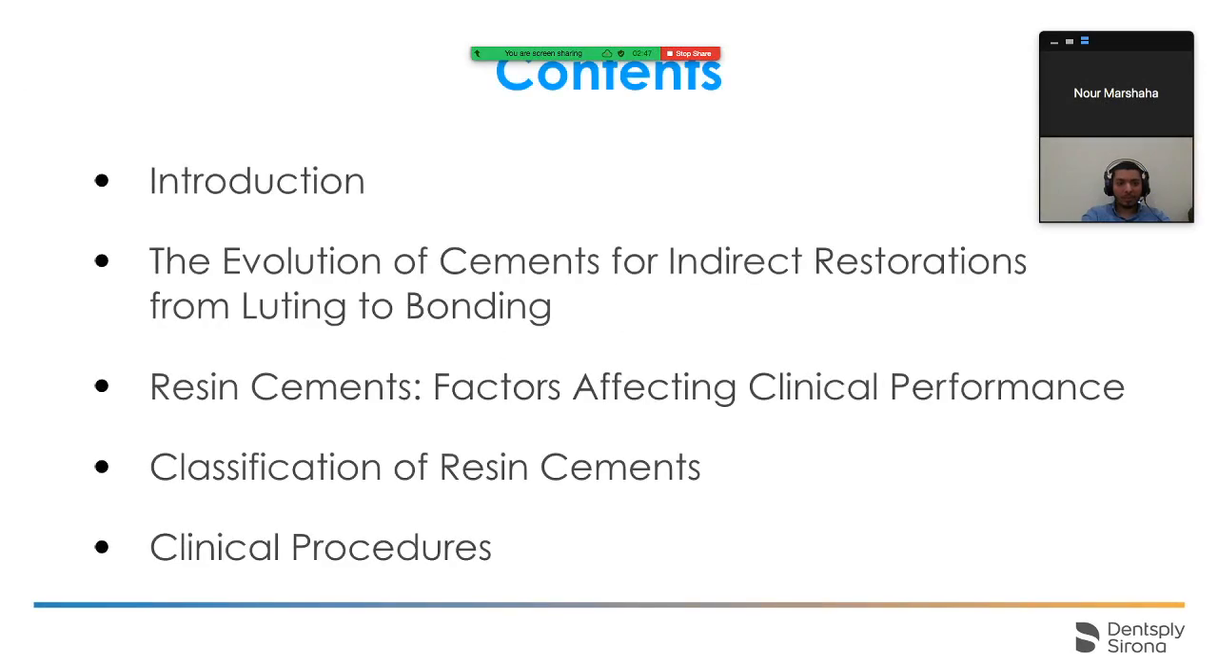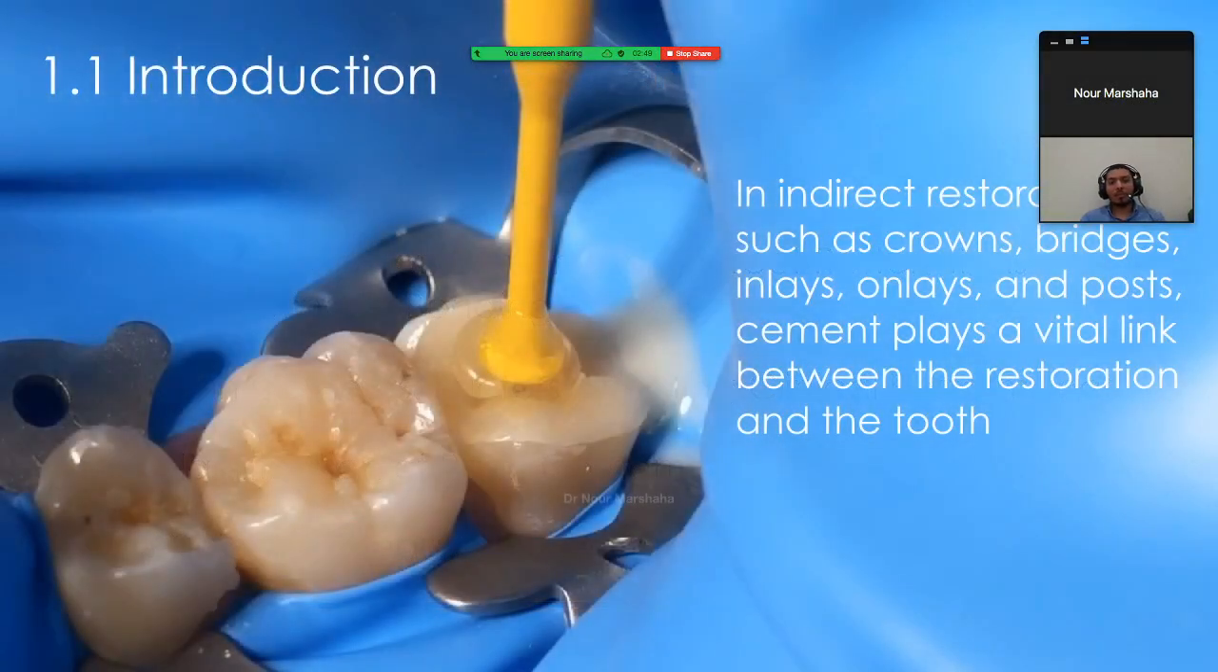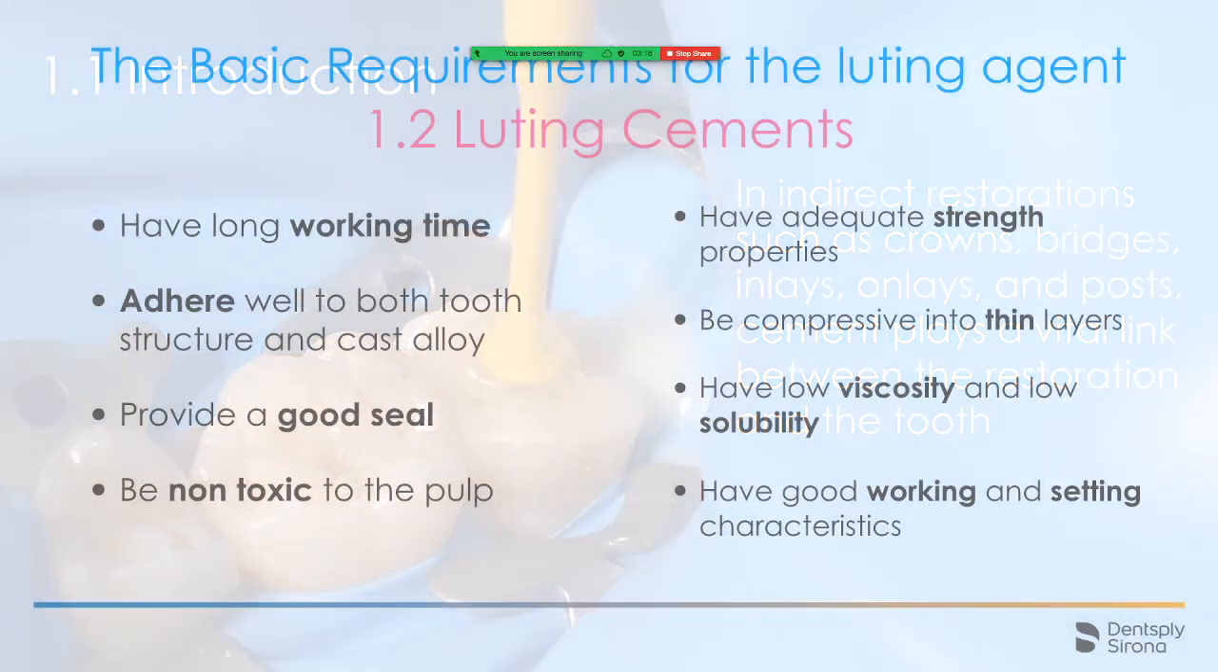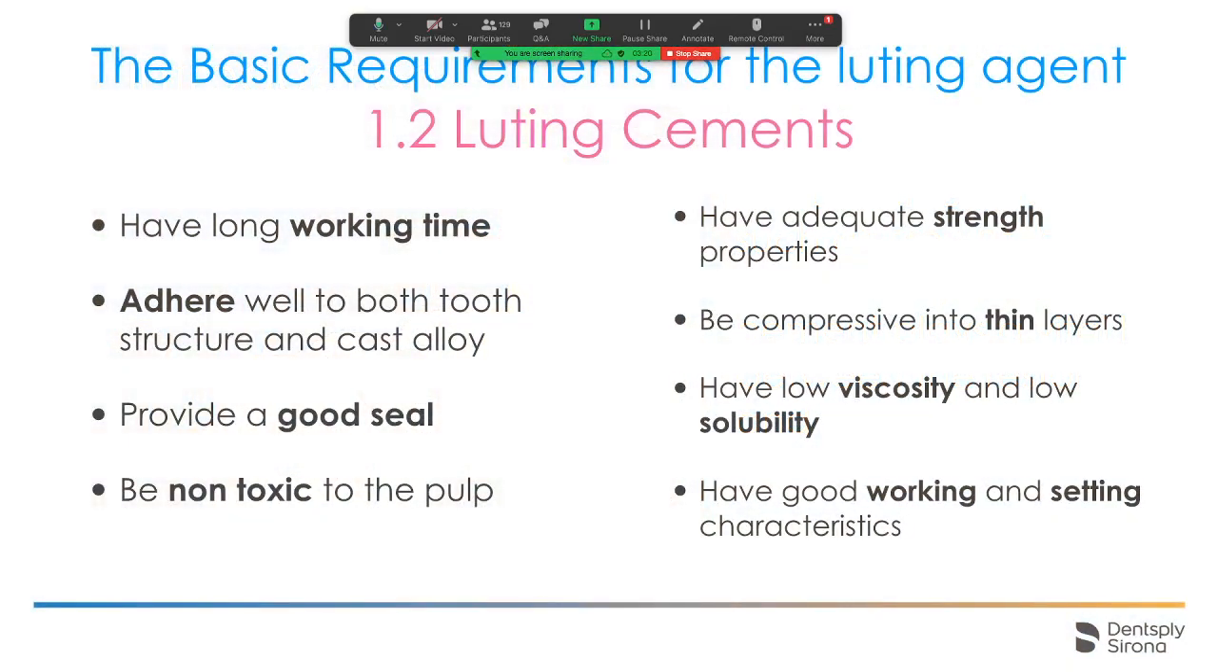So, for indirect restorations such as crowns, bridges, inlays, onlays, and posts, the cement plays a vital link between the restoration and the tooth. Although the retention of the crown, bridge, inlays, and onlays depends primarily on the friction between the walls of the preparation and the internal surface of the restoration. Luting cements include zinc phosphate cement, polycarboxylate cement, and glass ionomers. All of these are conventional cements that we used before.